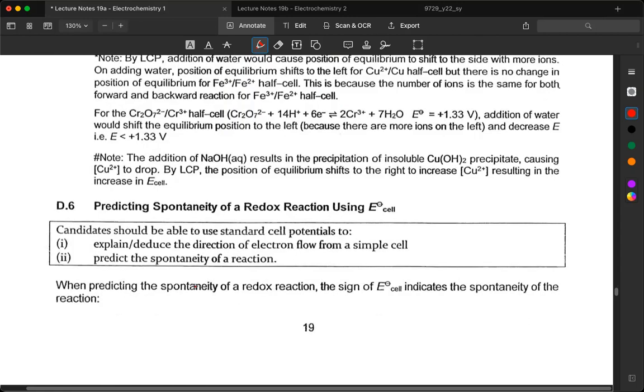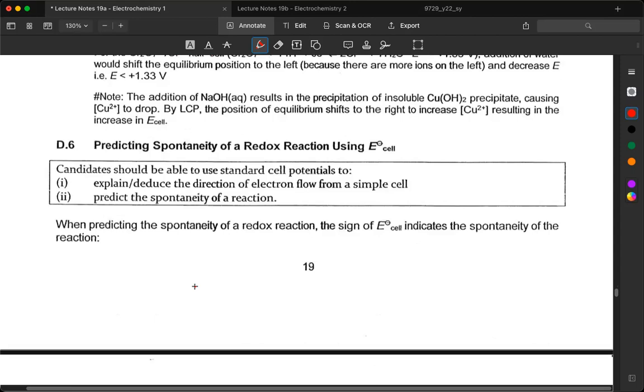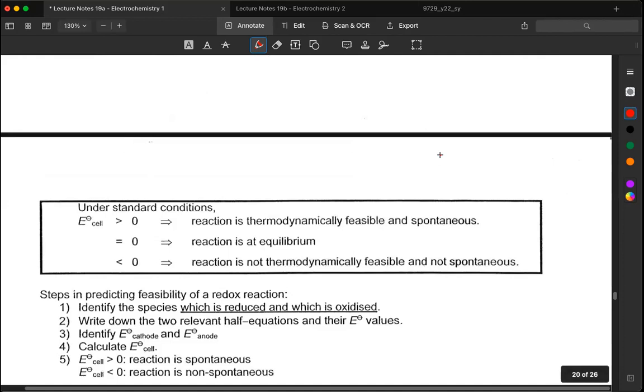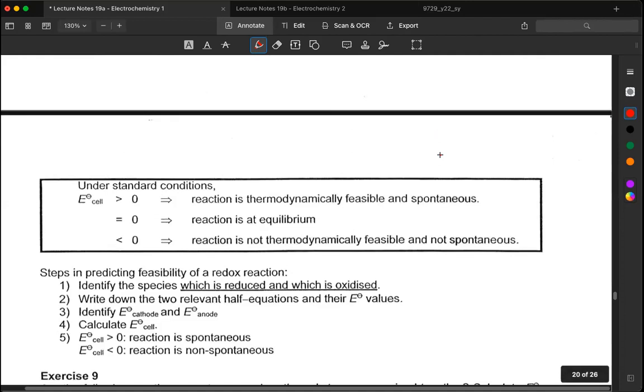Okay, now the next part is using the E0 cell. How do we predict spontaneity of a redox reaction? How do we know whether this reaction is spontaneous or not? We do not say whether it will occur, but spontaneous. That's the correct term. Whether it will just occur by itself easily without much external influence.